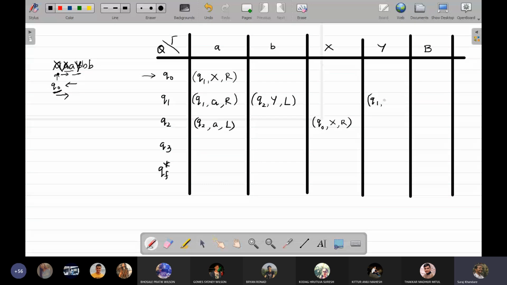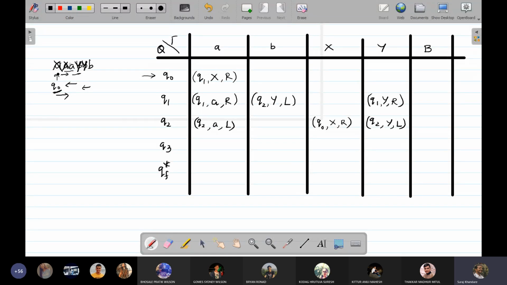Now Q1, when it gets Y, it is kept as it is. You keep moving to the right. Now it will get B. You will make B as Y and change the state to Q2 and keep moving to the left. Now in Q2, when you encounter Y, you're not supposed to do anything. So Q2 keeps Y as it is and keeps moving to the left. Then you encounter A, you keep it as it is. Then you encounter X and start moving to the right. Now when you start moving to the right, you change the state to Q0.